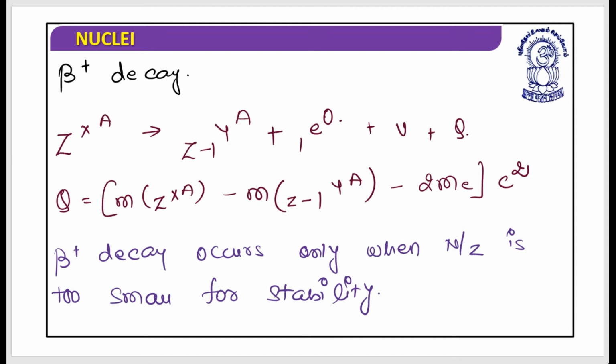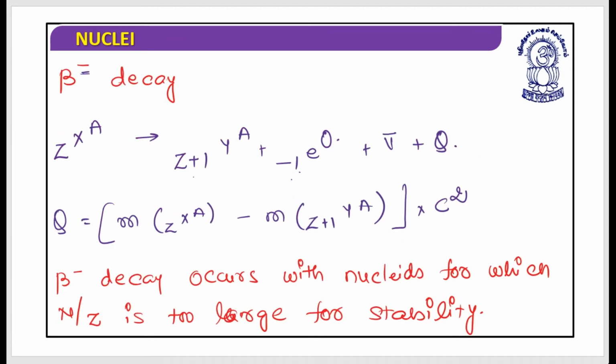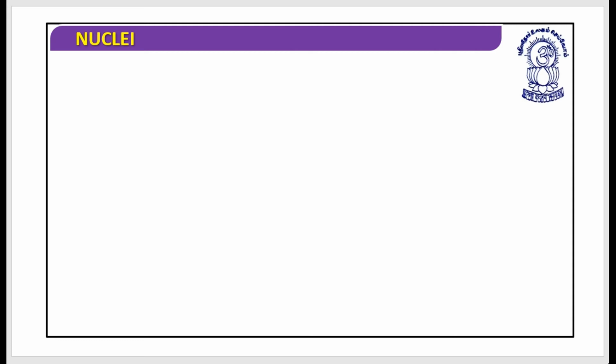So are you clear with beta plus and beta minus? If beta plus is there, you need to release 1E0, which we call a positron. And if beta minus is there, we need to release an electron, minus 1E0. Great. So can we have one question based on this?